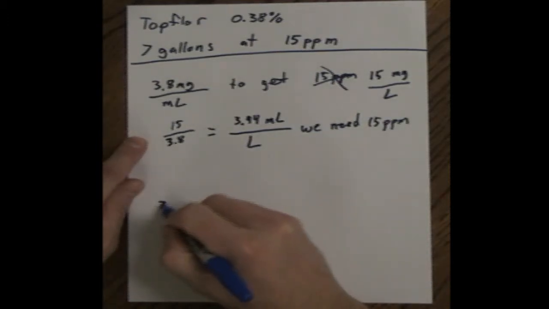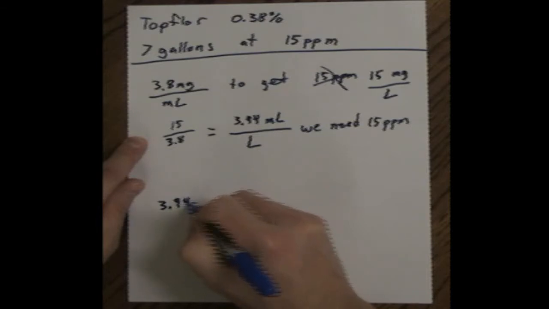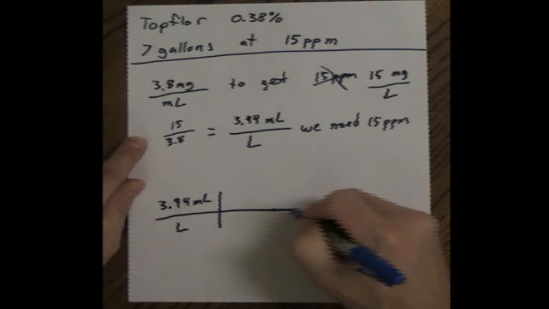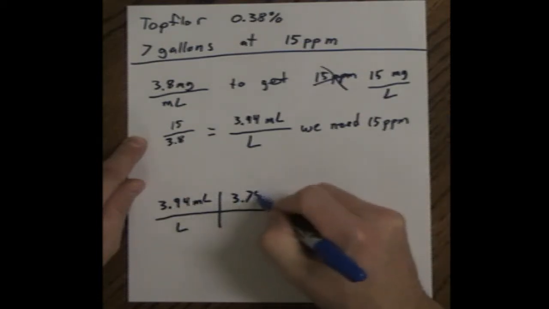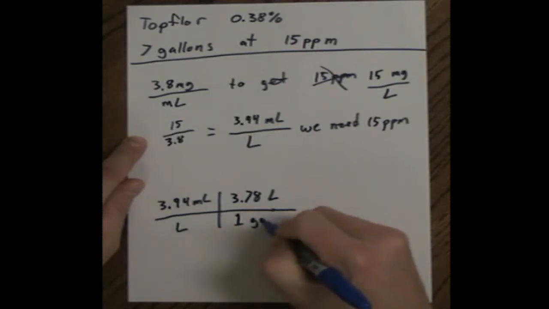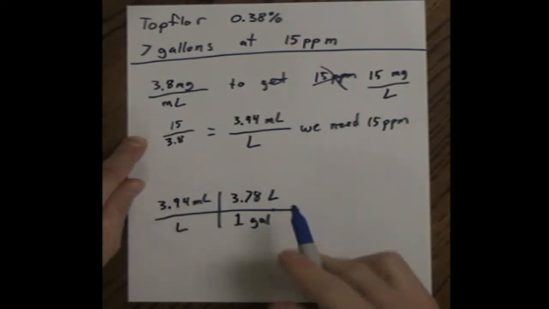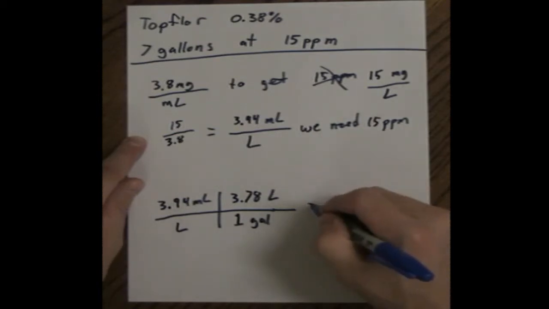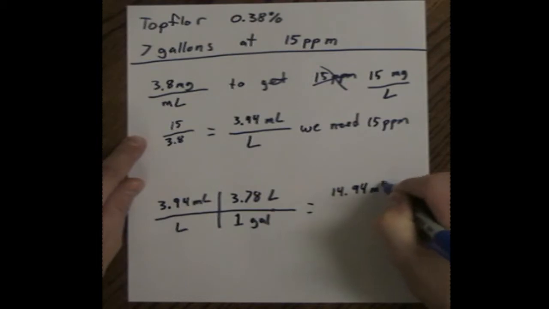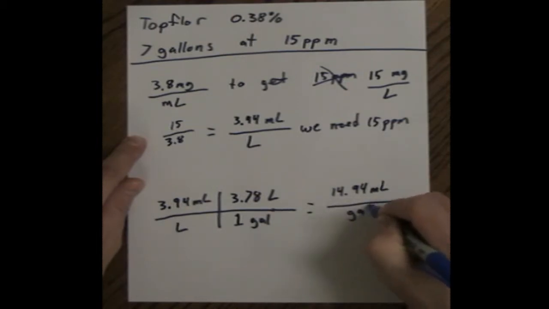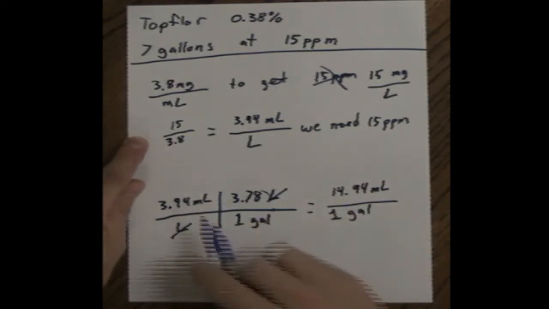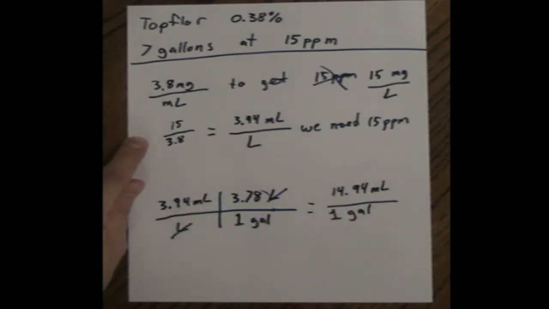So if we have 3.94 mils per liter, we know from our conversion factors that there's 3.78 liters per 1 gallon. We multiply across the top, divide by everything in the bottom, and that gives us 14.94 milliliters per gallon, because liters get divided out and we're left with milliliters per 1 gallon.